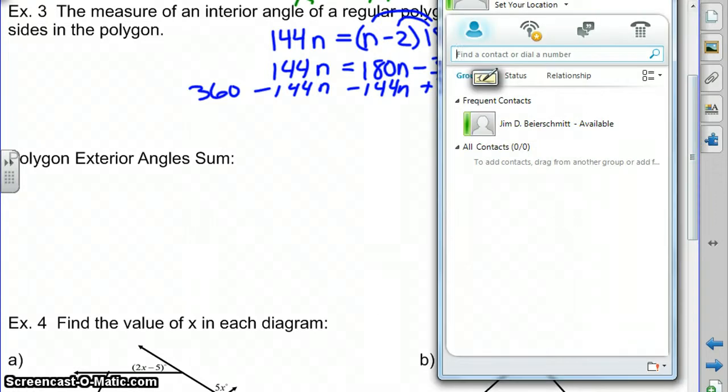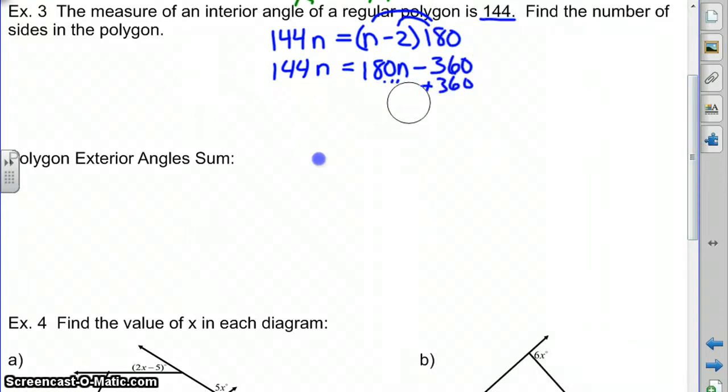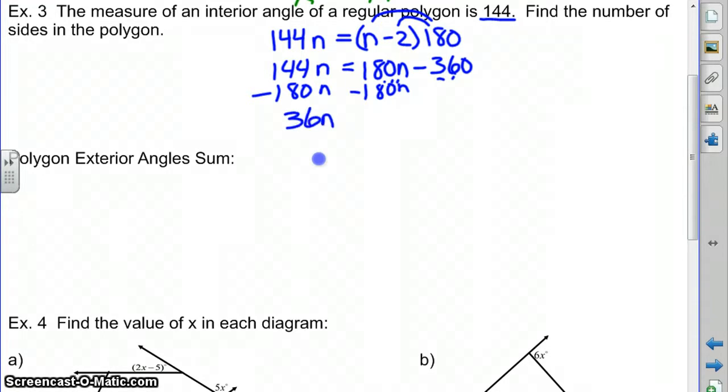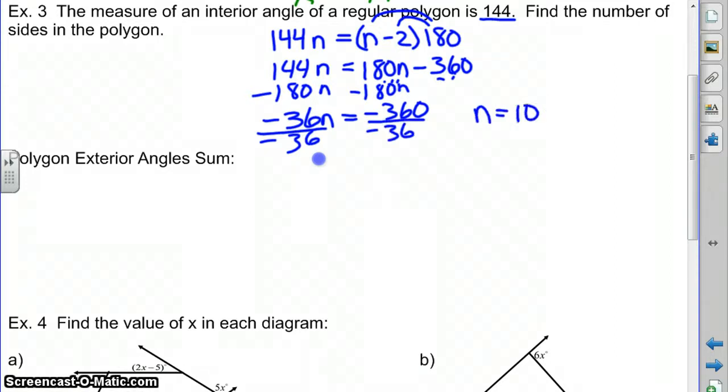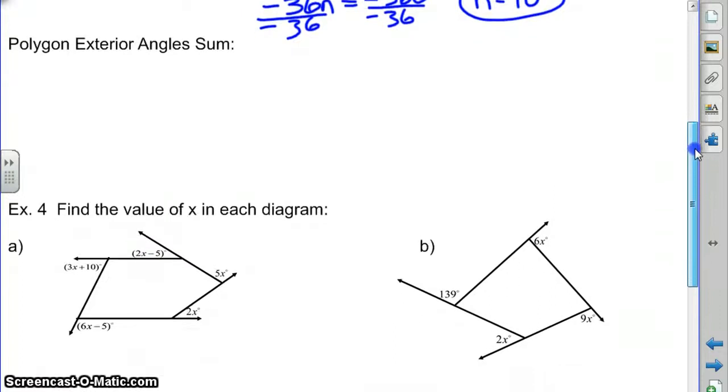We could do this the other way. I could subtract 180 times n, and that would leave us with a negative 36n on that side and a negative 360. The math will all work out to be the same when I divide by negative 36, excuse me, leaves me with an n of 10 sides. Those are the different examples for our interior angle sums.